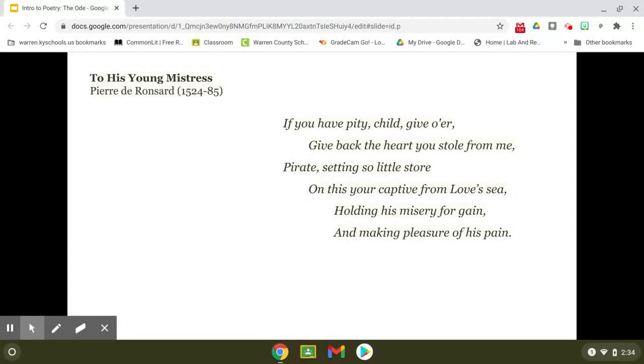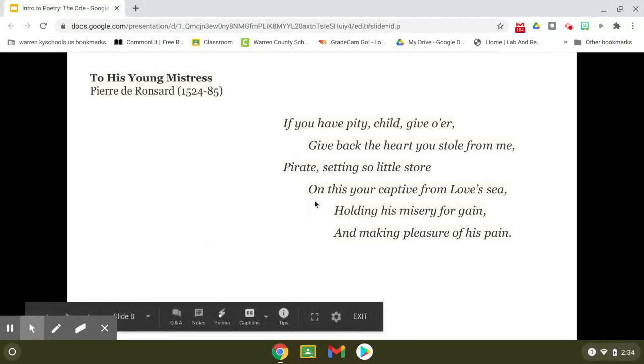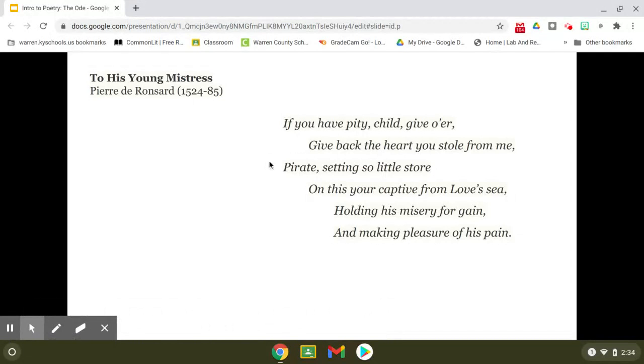So now we're getting another angle. The first part was about her, and now the second part here, the antistrophe, is more about him and how he's feeling. He's asking her to have pity on him and to give him back his heart that she stole. So she stole his heart. He again provides a metaphor for her. He calls her a pirate. So thinking about a pirate who steals something that doesn't belong to them and doesn't really show any mercy. And he calls himself a captive from love's sea.